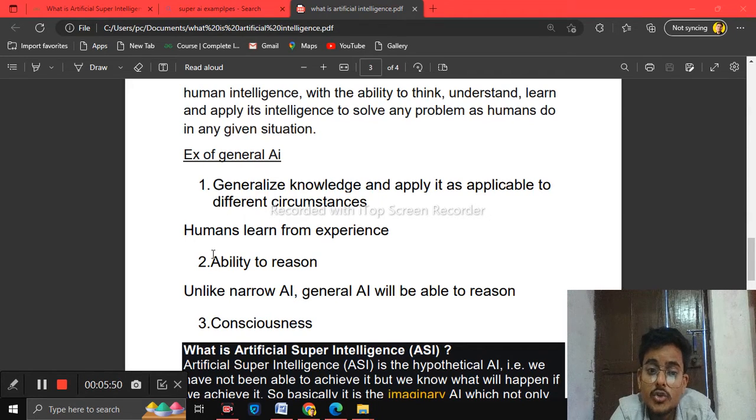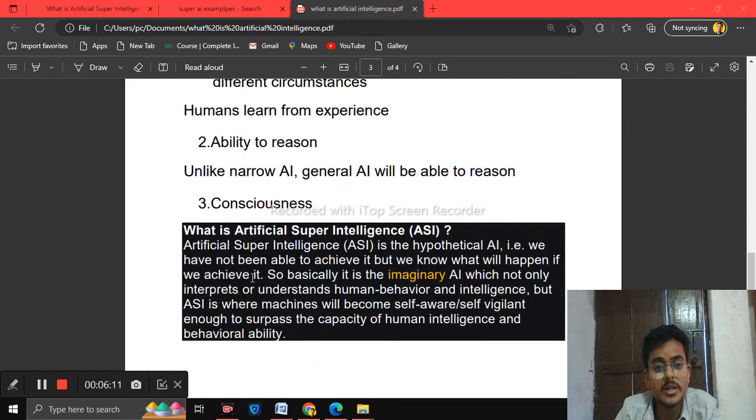It means you should have the ability to reason why, to think why. Okay guys, the third example is consciousness. You should have consciousness, you should be alert and active about a given point, about a given thing. Then you will be able to understand what general AI is. Okay guys, we have studied general AI.